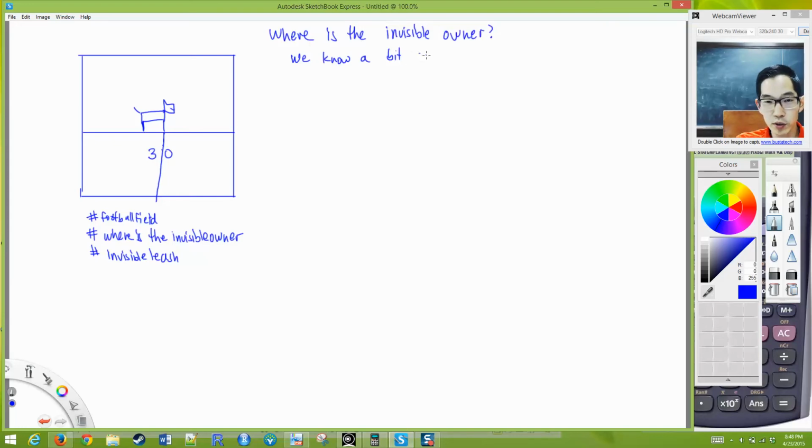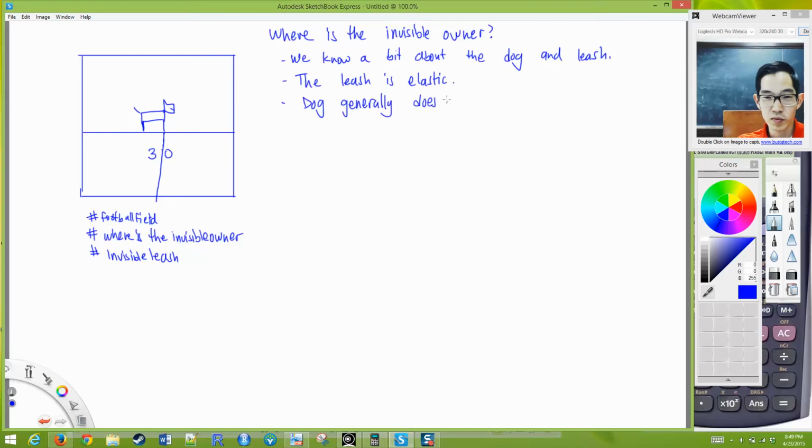Okay, so we know a bit about the dog and leash. The dog is usually well behaved, doesn't like to pull very hard against the leash. And the leash is elastic, okay? Leash is elastic. And dog generally does not like to pull very hard against the leash. Okay.